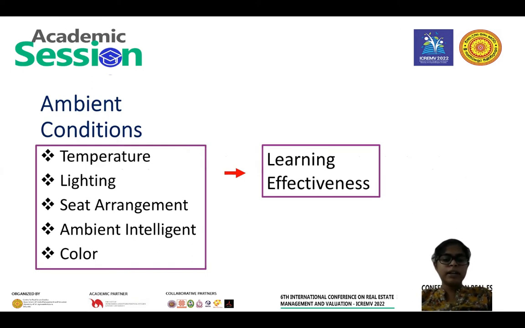Then I would like to move to the literature review part of my research. In the literature review part, I mainly talk about the ambient condition and the learning effectiveness in relevance to the previous research articles. According to them, I identified 5 ambient condition factors: temperature, lighting, seat arrangement, ambient intelligence and color.